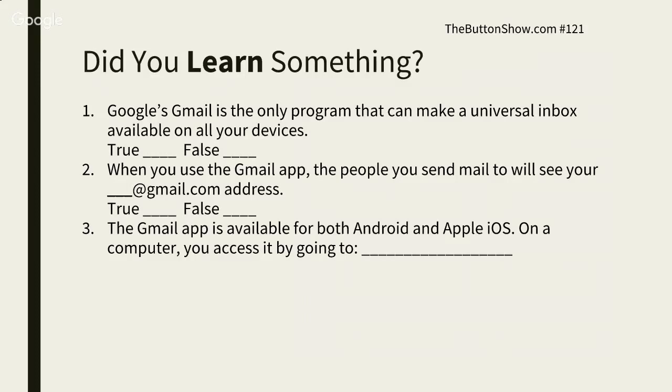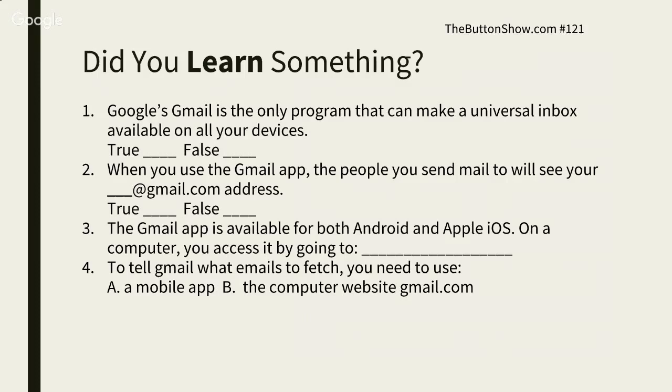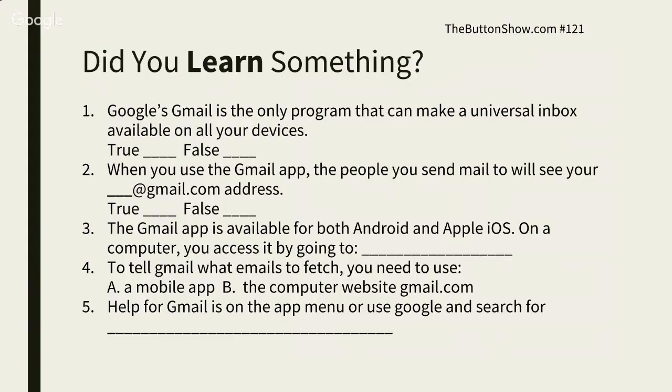Gmail.com or mail.google.com. To tell Gmail what emails to fetch, you need to use A, a mobile app, or B, the computer website, gmail.com. B, that's something you need the computer for. Okay, help for Gmail is on the app menu, or use Google and search for Gmail help. Or Dototech on YouTube.